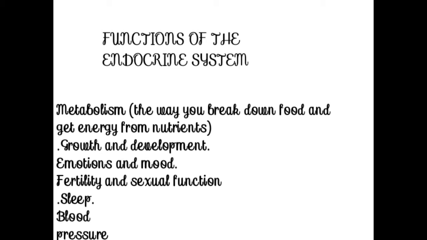Another function is fertility and sexual function. So sexual functions, for you to have sexual emotions, are being derived by the endocrine system. It is also important for sleep, for sleep cycles are regulated by the endocrine system. For example, melatonin is the hormone that regulates the sleeping cycle, released by the pineal gland. We also have blood pressure. Blood pressure is also regulated by the endocrine system. So these are some of the functions of the endocrine system.